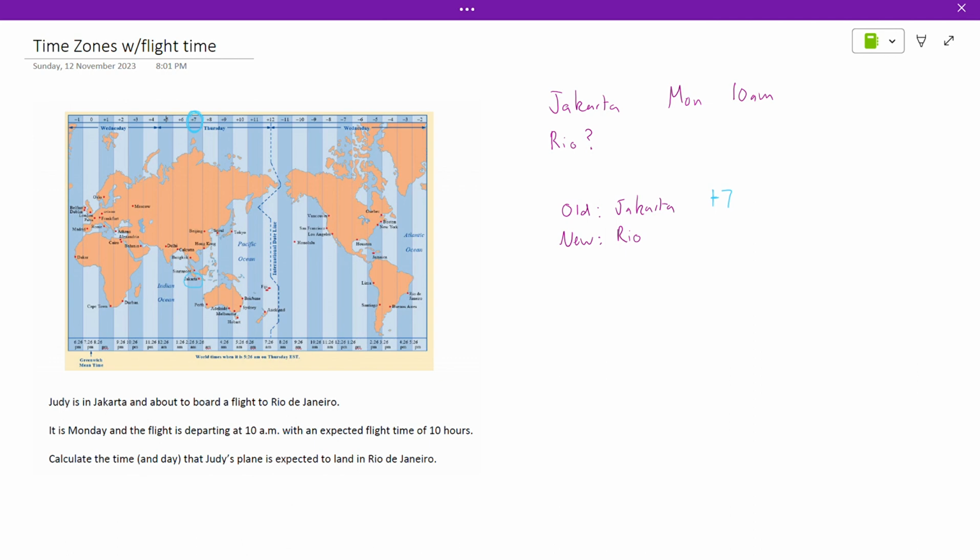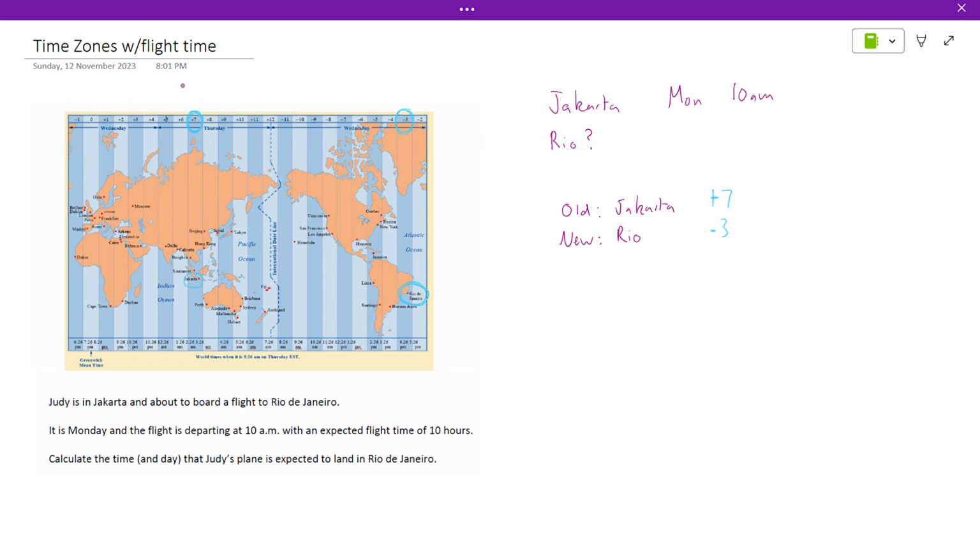And Rio is over here. So again, I've circled it. And if you go up to the top of Rio, Rio is at -3. So -3. Okay. Now we have to do some maths.